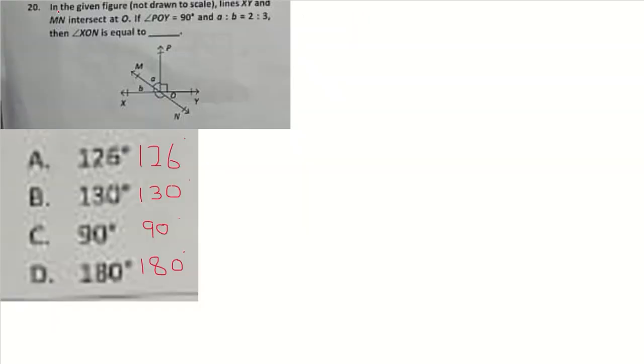In the given figure, lines X, Y, and M intersect at O. If POI is 90 and A ratio B is 2 ratio 3, then XON is equal to what? The options were not very clear, that's why I wrote it on the side: 126, 130, 90, and 180. Now, POI is 90 degrees and XOY is a line, so angle XOY will be 180 degrees.